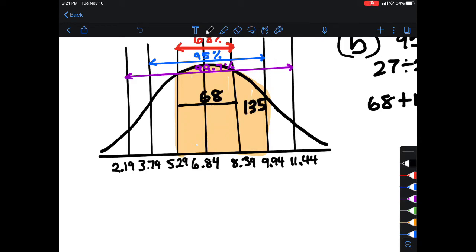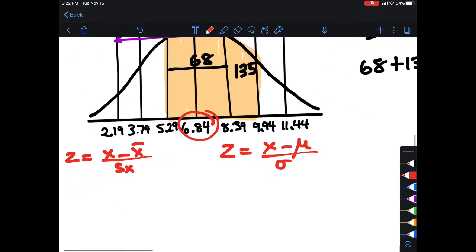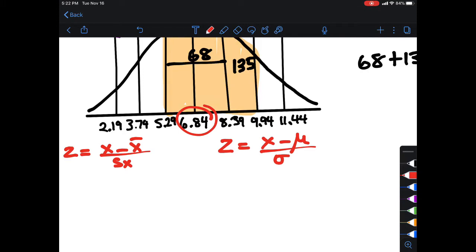To understand the next part, we need to look at these numbers here and see what we can do by calculating the z-scores. Okay, so let's look at this one here. That's the mean, right? So let's find the z-score for that one. You remember the z-score? The z-score is x minus x bar divided by standard deviation. But now, for population, the z-score is going to be x minus mu divided by sigma. Same thing, just different terminology because we're talking population.